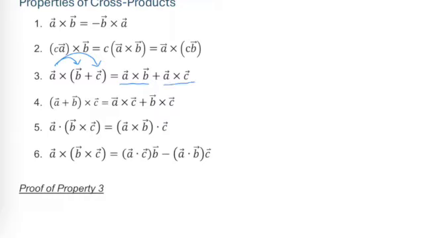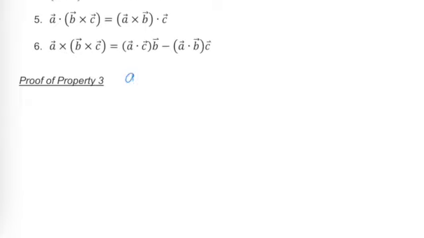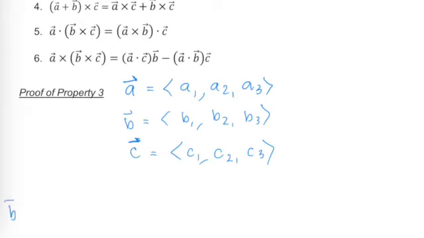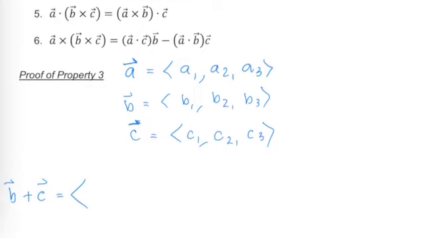So the first thing that we're going to want to do to prove this property is to generalize our A, B, and C vectors. And then we're going to take a look at what the B plus C vector would look like. And we're using pointy bracket notation here because this is going to get quite involved, and I want to keep our notation as streamlined as possible. So this vector is going to be ⟨B1 plus C1, B2 plus C2, B3 plus C3⟩. These are the components of the B plus C vector.